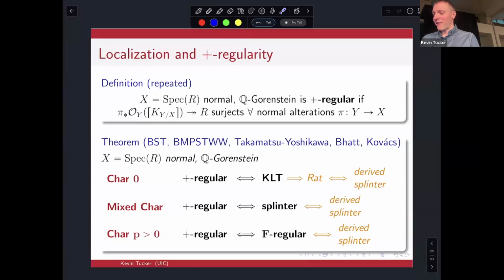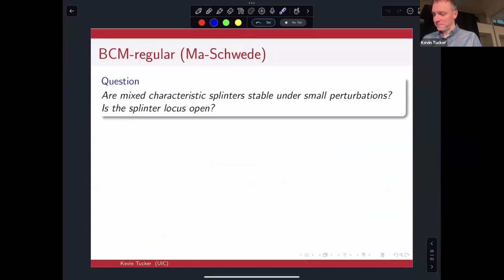So once I fill in the dictionary, I also want to have a lot of the properties correspond as much as possible. A question you could ask is, if I look at mixed characteristic splinters, are they stable under small perturbations in the same way that we went from F-pure to F-regular in characteristic p? Maybe another natural question to ask is, is the splinter locus open?